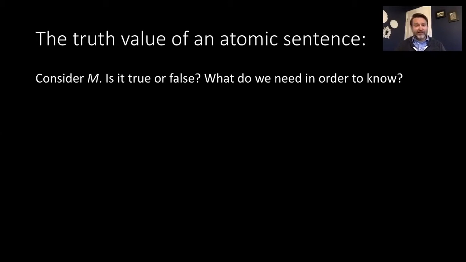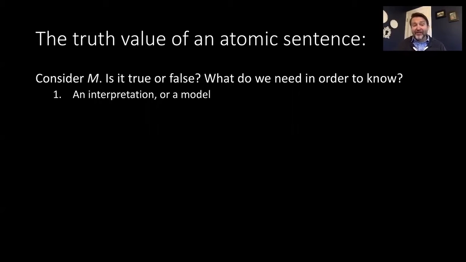So consider this atomic sentence, M. And now I ask you, is M true or false? Well, we can't tell, obviously. And so the question is, what do we need in order to know whether or not M is true? It seems clear that one thing we need is an interpretation or a model. An interpretation or a model is just what's going to tell us what M stands for. So you might think of it as a symbolization key specifying the meaning of M.